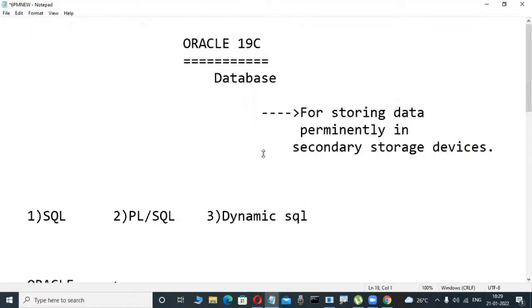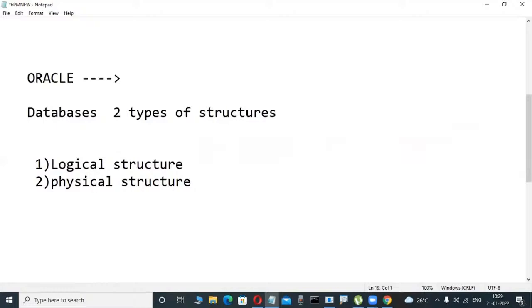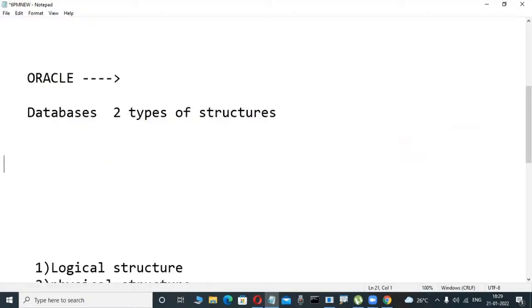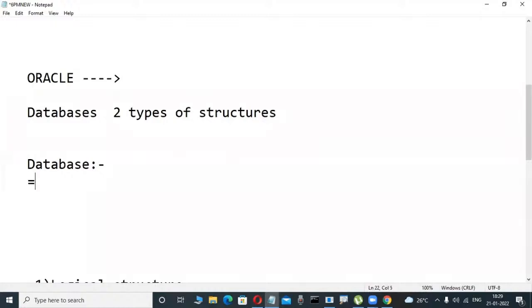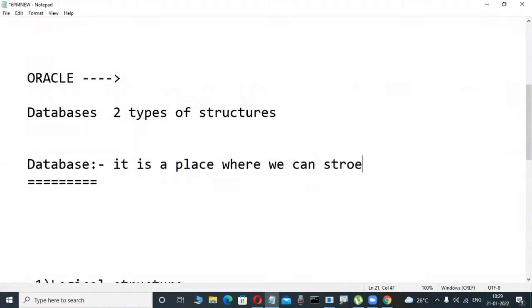Before we tell what the logical and physical structures are in these database software, consider the database definition in books. So many fellows write it like this. Today at least you will understand what a database is. Anybody looking in Google or in books will see it is a place. Don't read it. It is a place where we can store, in a computer system, a structured collection of data. They are telling only this.